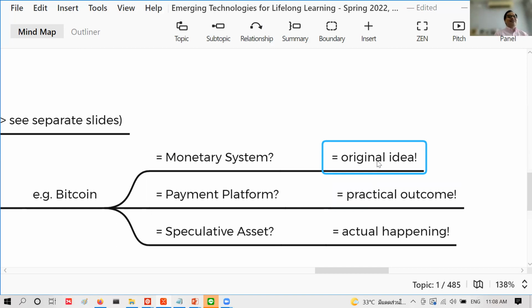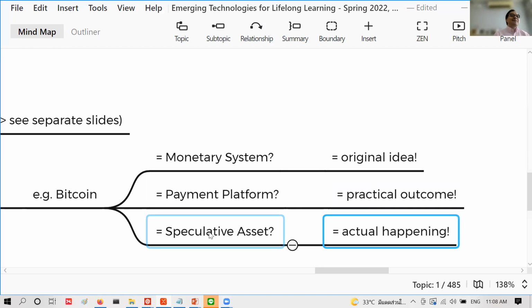But of course, what's happening? What's actually happening is that nobody treats Bitcoin as money. Nobody does. Bitcoin becomes a speculative asset. Okay, you buy Bitcoin in dollars so that you can sell Bitcoin for dollars, basically.